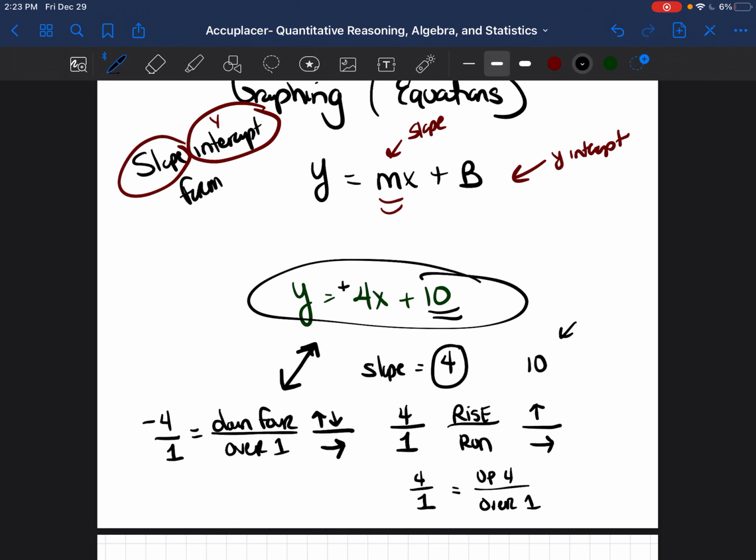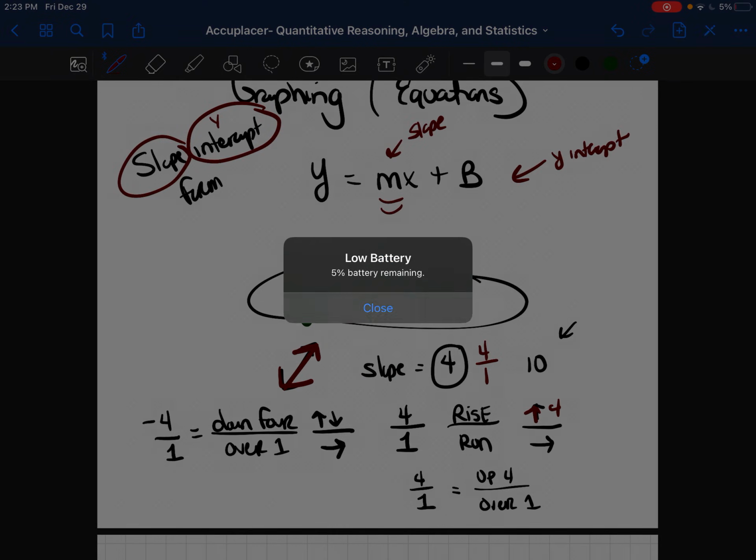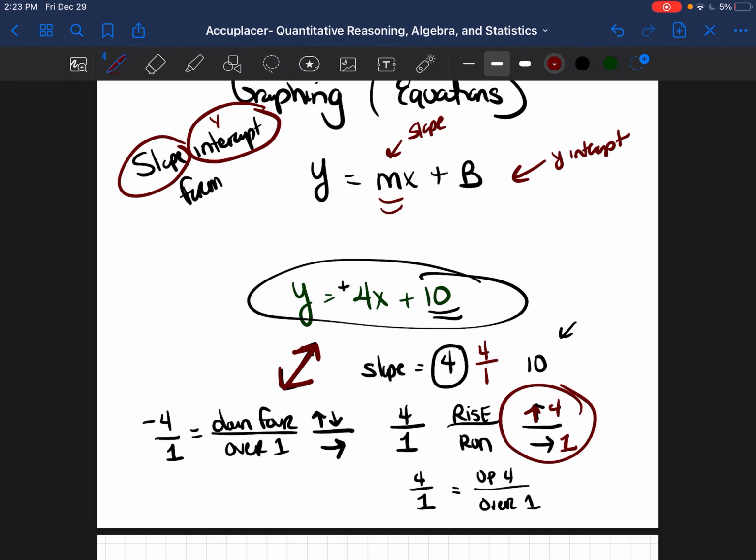So that's the reason why I like to write the slope as a fraction. In this case, we're going to go up. It's going to be a positive line. The slope is going to be 4 over 1, meaning I'm going to go up 4 and I'm going to go over 1. And I need to try to get this done before my iPad dies.